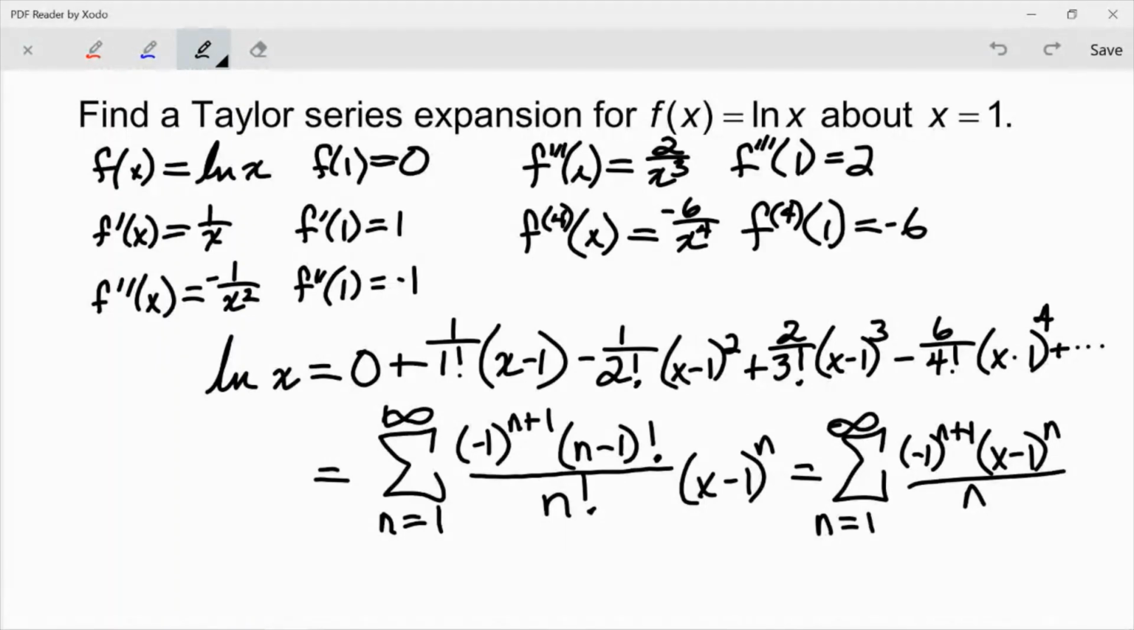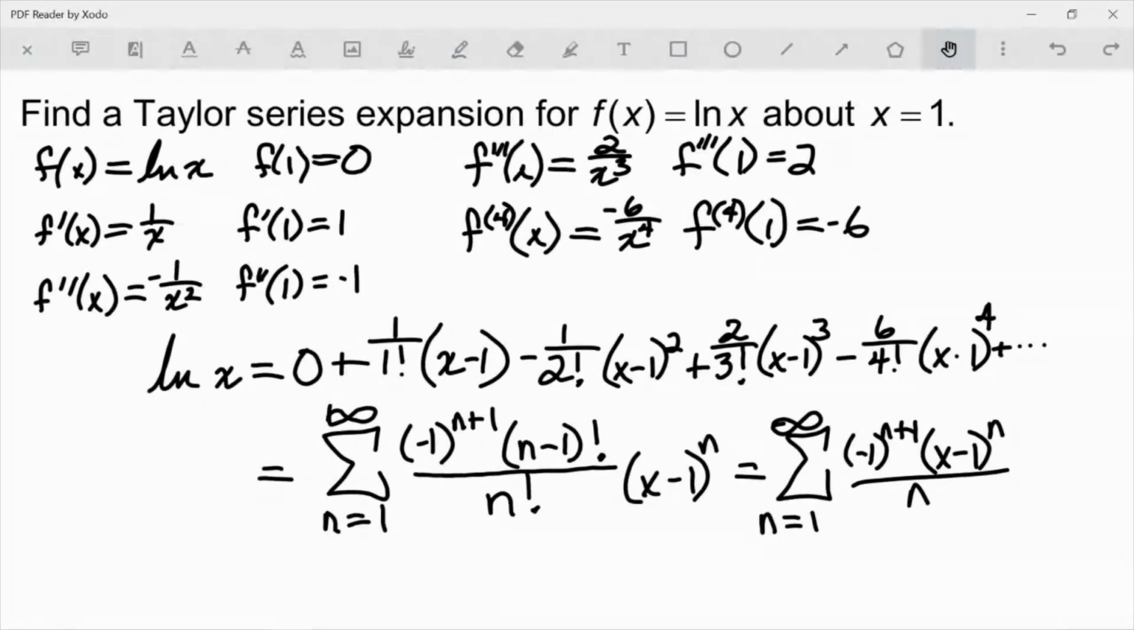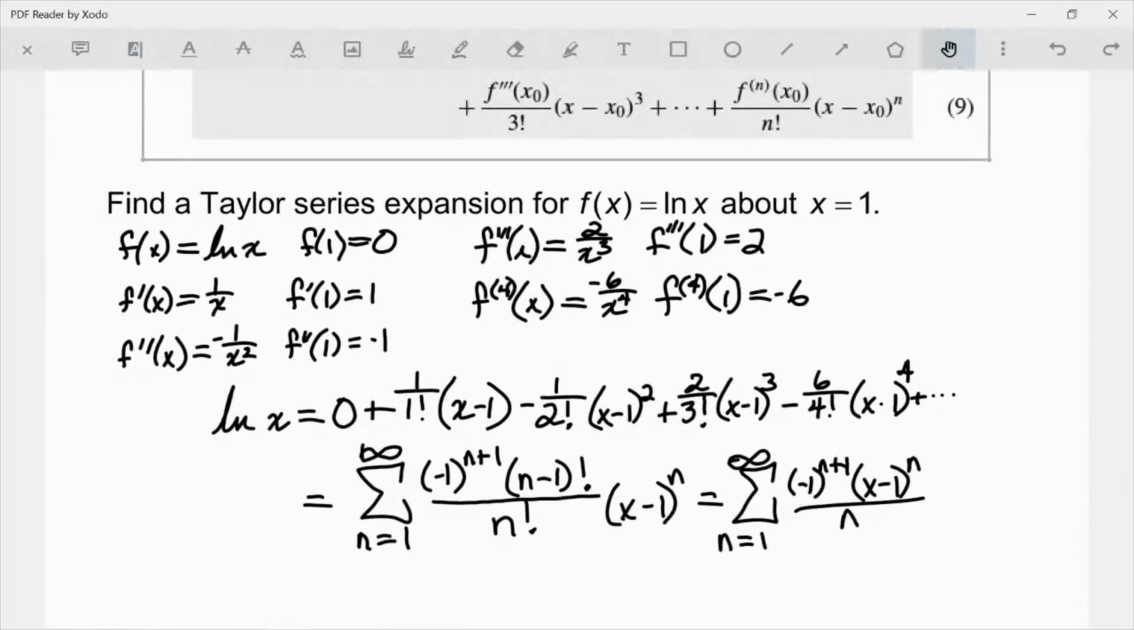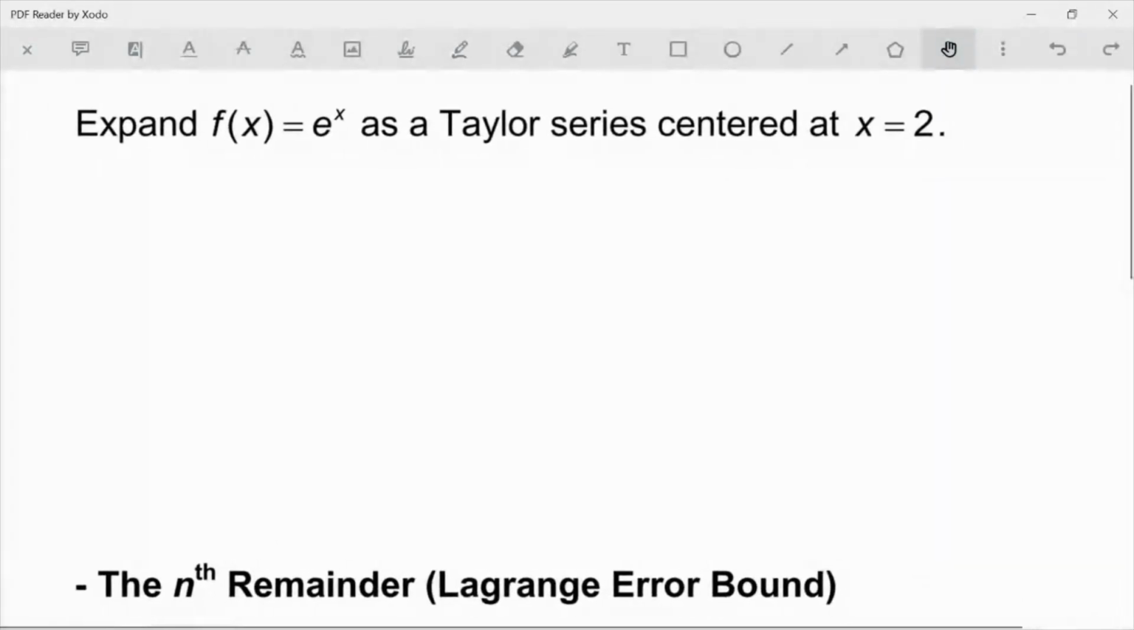Okay, so let's take a look at one more. I'm going to have you try one more of these, and then we're going to talk a little bit about how we know how accurate these are. Okay, so it says expand f of x equals e to the x as a Taylor series centered at x is equal to 2. So we did e to the x as a Maclaurin series earlier, centered at x is 0. This time I want you to center at x is 2. So pause the video. Derivatives evaluated at 2 are very easy, but then plug into the formula and try to come up with the summation notation for that.